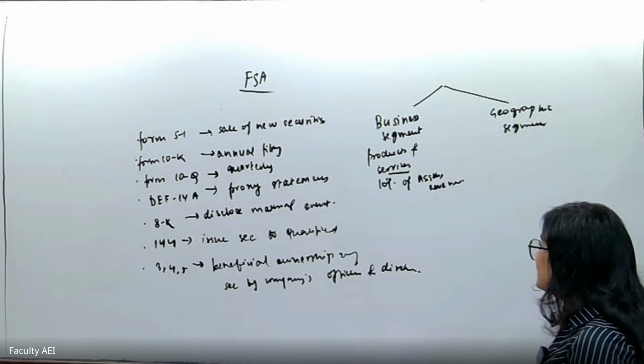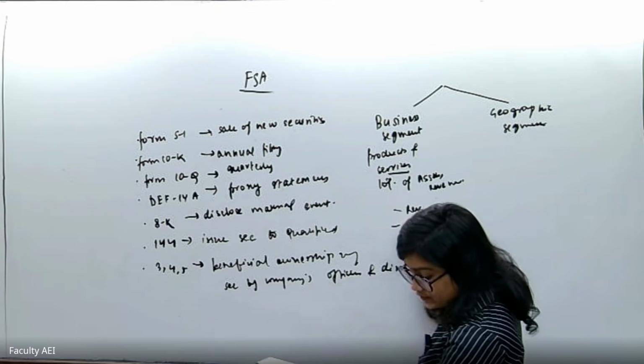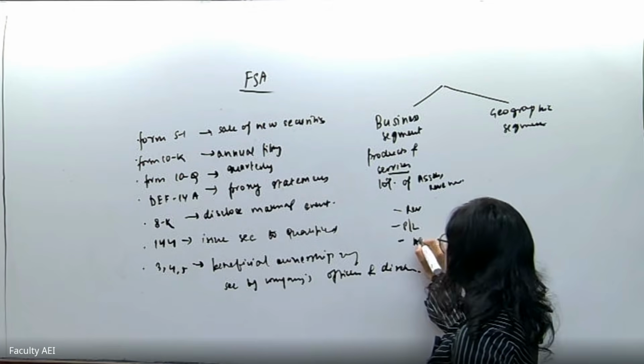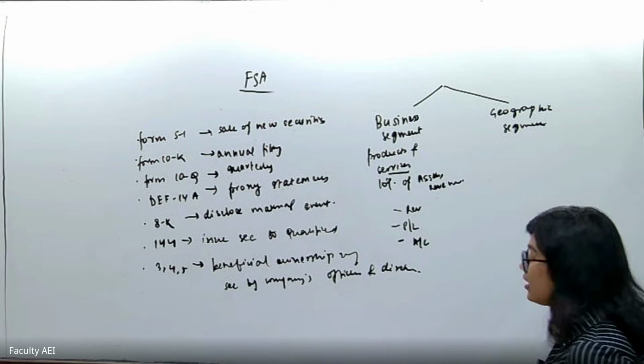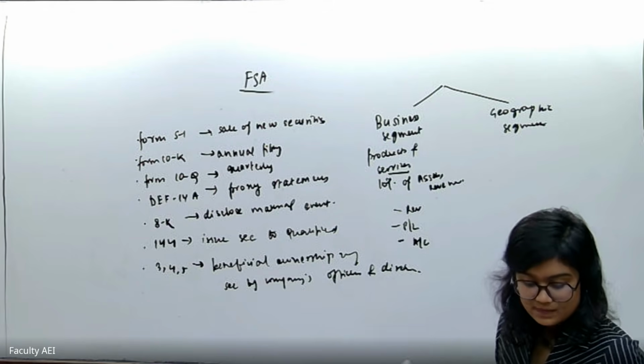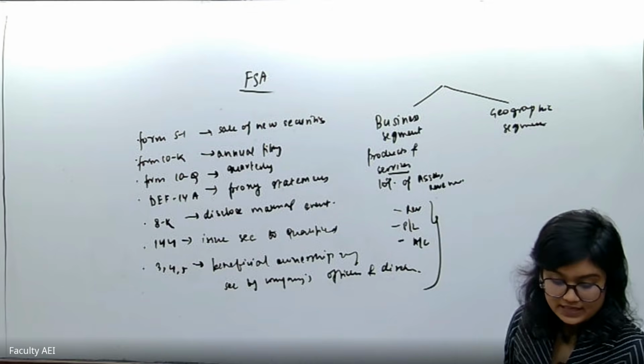The following must be disclosed for each segment: the revenue of that segment, the measure of profit and loss, the measure of assets and liabilities, the interest, the depreciation, the other non-cash expenses, and the tax expenses. So everything you need to report segment-wise.